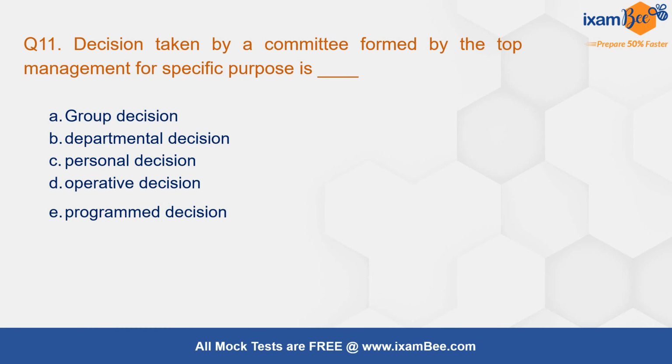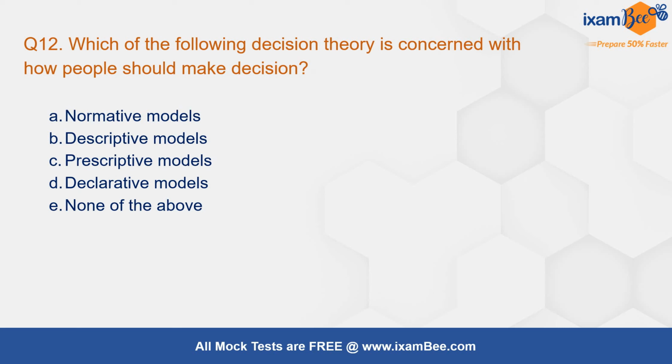Let's move on to the next question. A decision taken by a committee which has been formed by the top management for a specific purpose is which type of decision? Is it a group decision, a departmental decision, a personal decision, an operative decision, or a program decision? The correct answer is a group decision. A group decision is any decision taken by a group of people, more than one individual, people coming together to decide. The various techniques we have been discussing, like brainstorming, Delphi, and multi-voting, are group decision techniques.